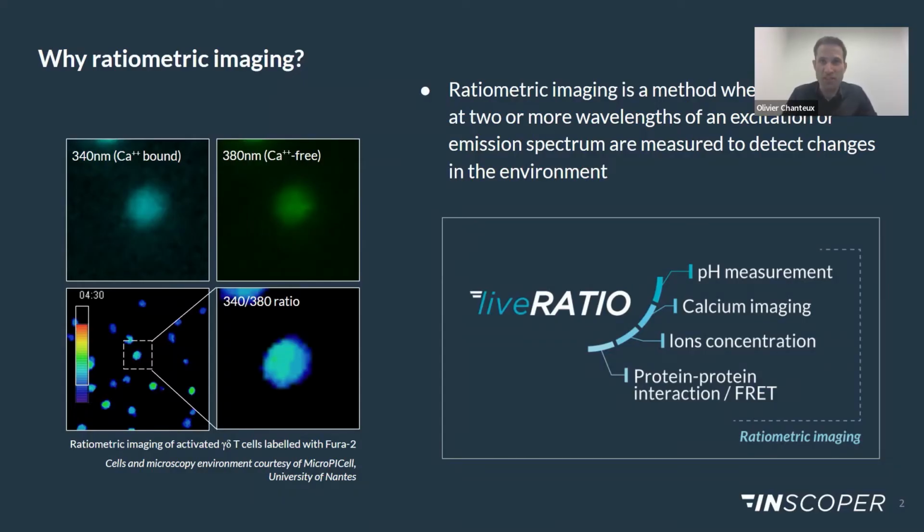To start this presentation, a few words about ratiometric imaging. Ratiometric fluorescence is an imaging method where intensities at two or more wavelengths of an excitation or emission spectrum are measured to detect changes in the environment. Ratiometric imaging is used to measure pH changes, ion concentration, protein-protein interaction with FRET.